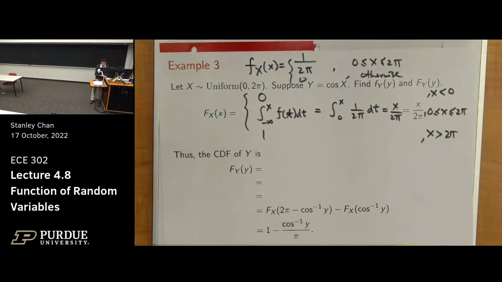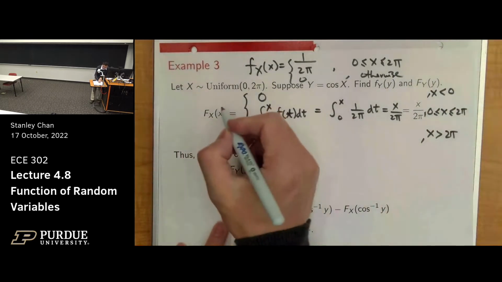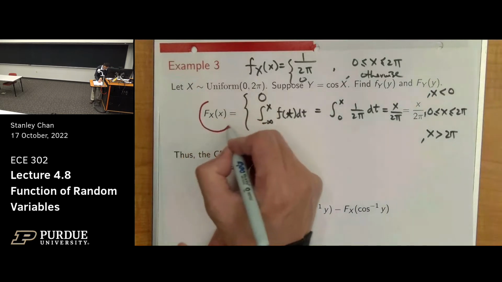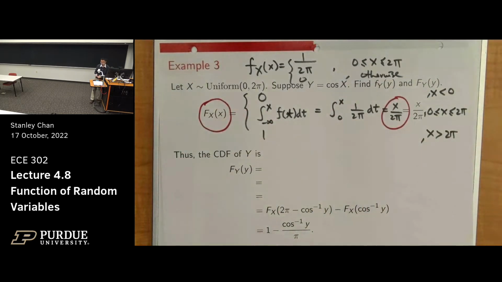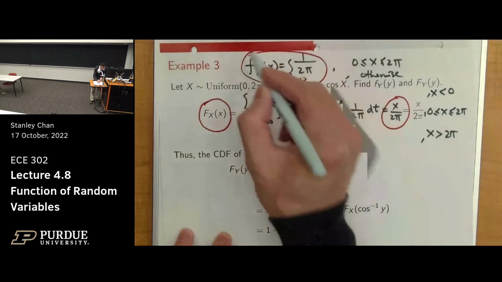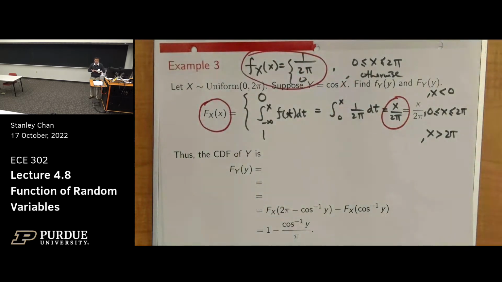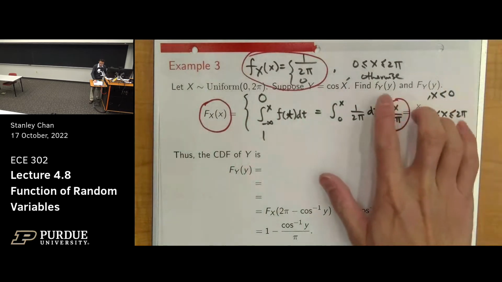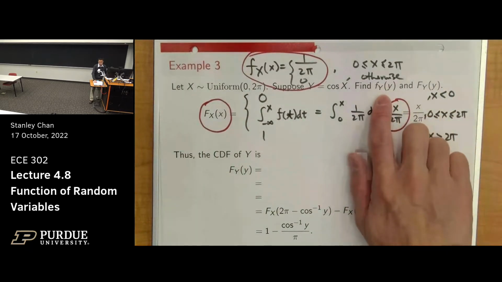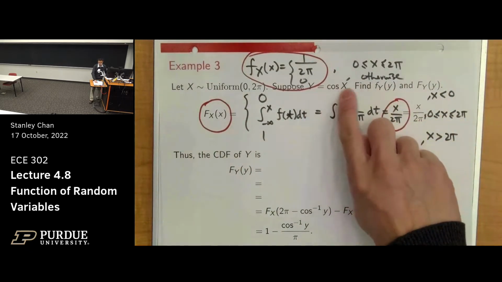So we have found the CDF of this uniform random variable. So F(x) equals x divided by 2π. So that's the CDF. And then the PDF is given by this equation here. So we know the CDF and PDF of the original random variable x. And now let's look at the new random variable y, which is cosine of x.